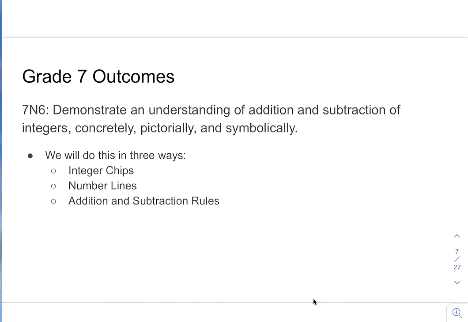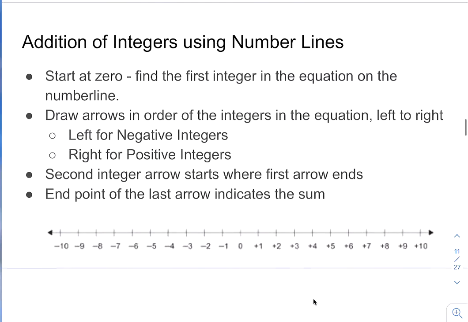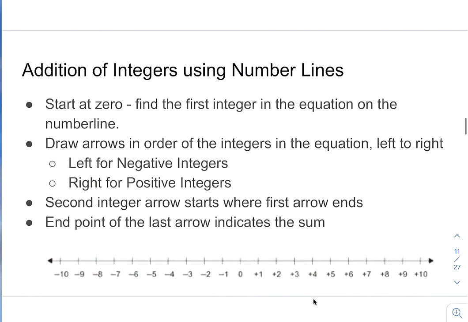In this video we'll talk about adding integers using number lines. So let's go down here to our rules. How we're going to show addition of integers using number lines: the first thing, we always start at 0. If our example question is 3 plus 4, we're adding two positives together. So when we start, we're going to start at 0.